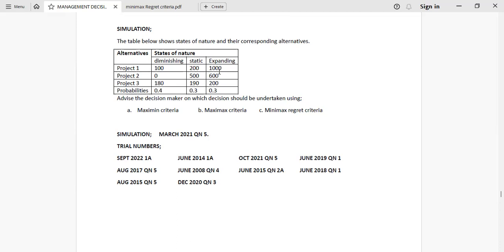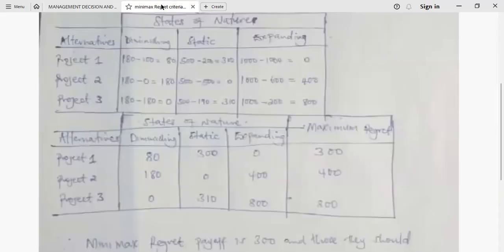So we do the same for expansion. And when that is done, you draw what we call the maximum regret. In other words, you look into these values, you select, but this time around you are not going downwards. You are going horizontally. It means you are looking at the alternatives. The reason why we are looking at the alternatives is because you want to make a decision. So you go horizontally and you pick those highest values.